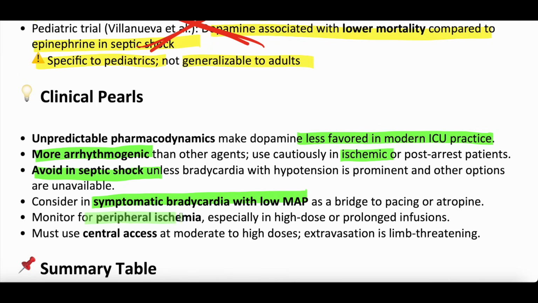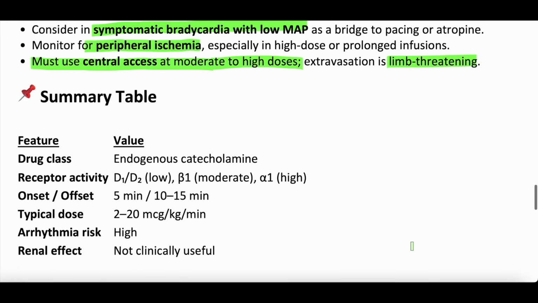If you are using dopamine, watch out for peripheral ischemia, and central access is key, especially at moderate to high doses, because extravasation can be limb-threatening. So in summary, dopamine is an endogenous catecholamine. It primarily works on catecholamine receptors, beta-1 at 2 to 10 micrograms per kilogram per minute, and alpha-1 at doses higher than 10 micrograms per kilogram per minute. The onset of action is about 5 minutes, so you need to give it a couple minutes before you see its effect.